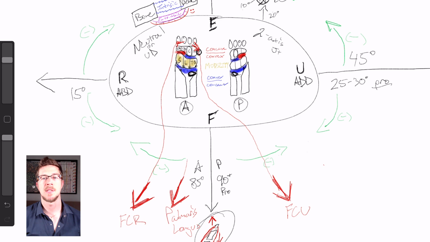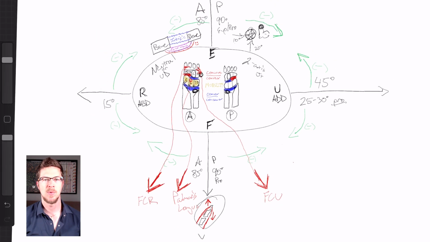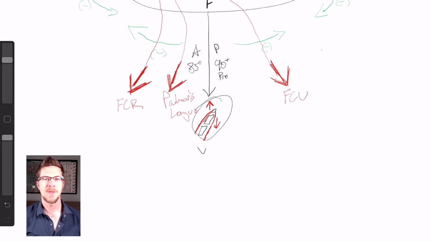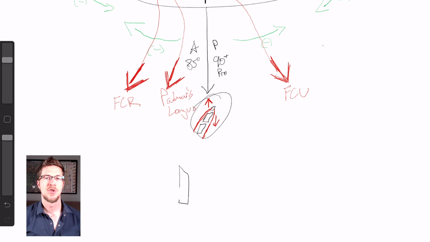The palmaris longus attaches to the retinaculum and sends four bands into the palmar aponeurosis. The tendon of this muscle can help with scaphoid stability, which is more of a factor during extension of the wrist, so we'll get to that. So what occurs now at the joints during flexion?